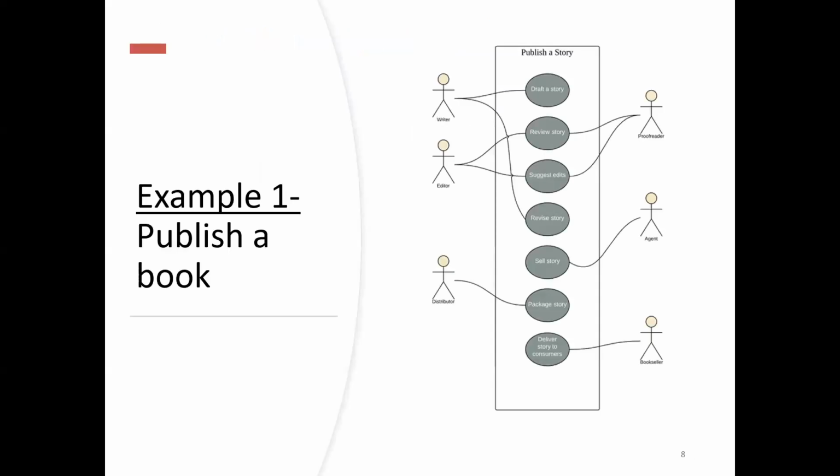Example 1, publish a book. The use case diagram is the visual representation of the process required to write and publish a book. Let's refer to the example. Whether you're an author or an agent or a bookseller, inserting this diagram into your use case scenarios can help your team publish the next big hit.